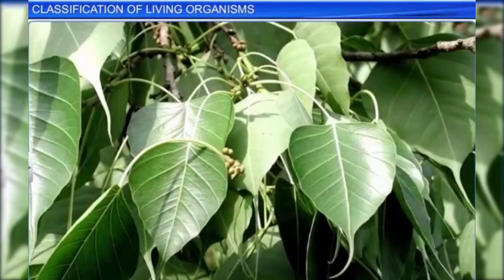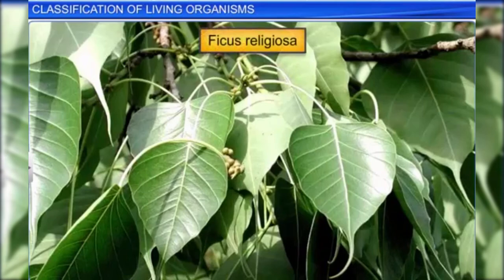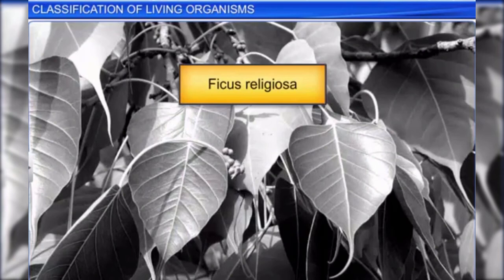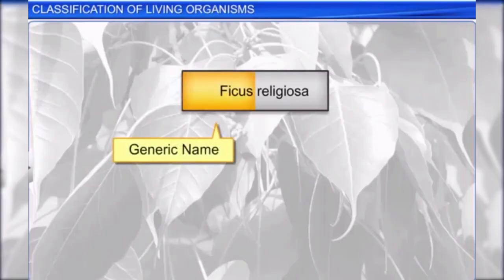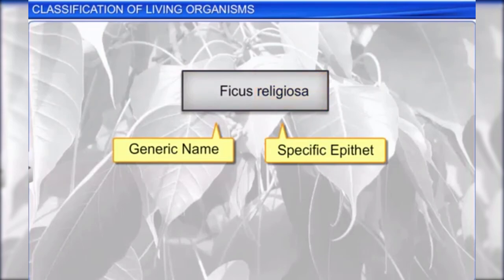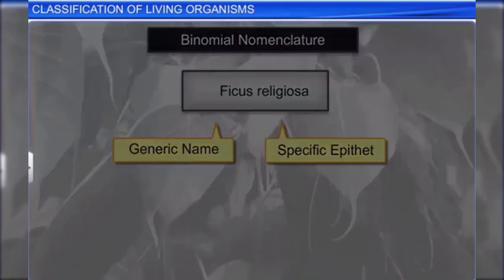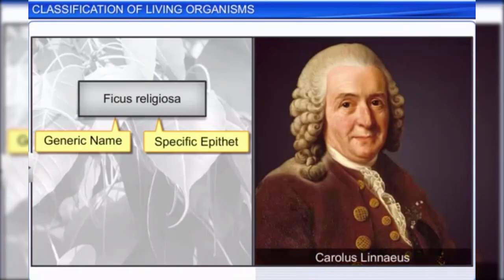For example, the scientific name for the sacred fig, commonly known as the peepal tree in India, is Ficus religiosa. Here, as you can see, the scientific name has two components: the generic name and the specific epithet. Ficus represents the genus or the generic name, while religiosa denotes the specific epithet. This system of representing a name with two components is called binomial nomenclature and was devised by Carolus Linnaeus, also known as the father of modern taxonomy.